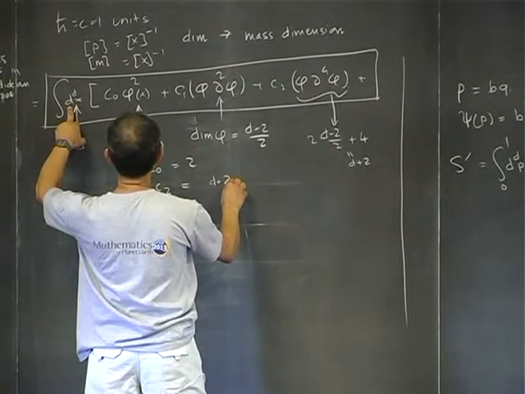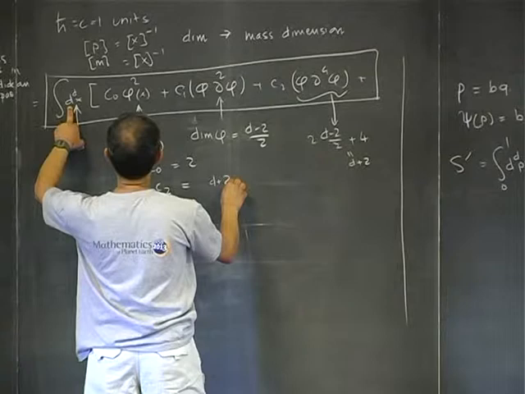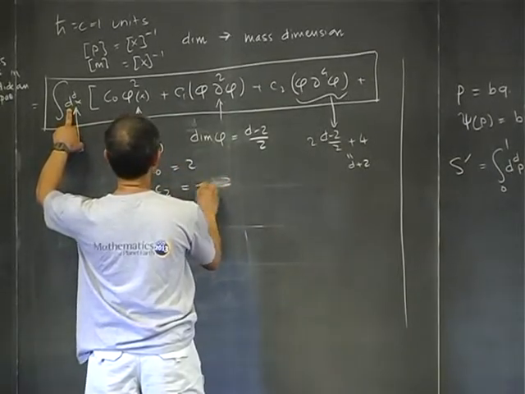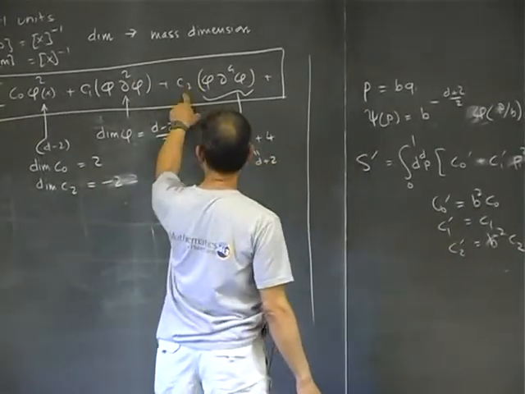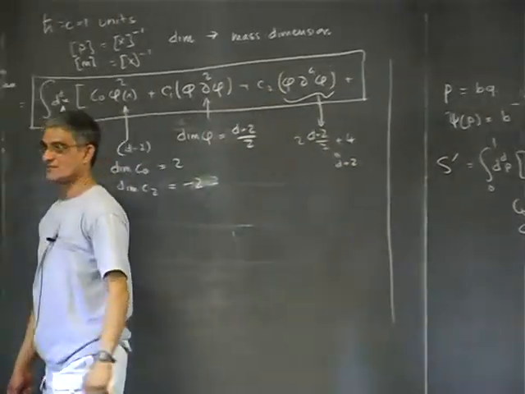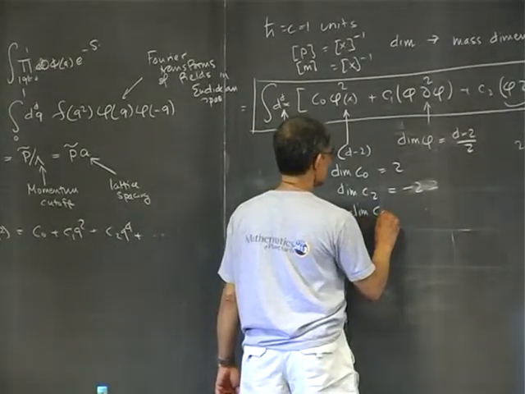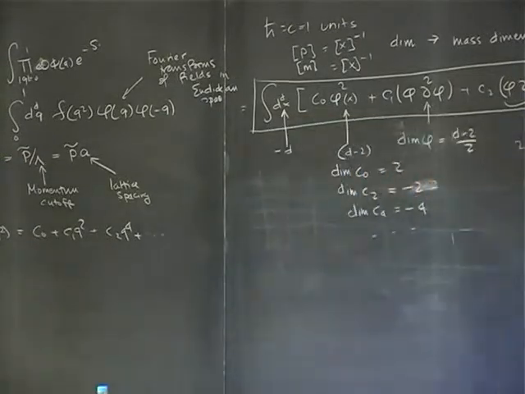2. I got something wrong here. d minus 2 plus 2. So I have to add, find out whatever it is, so it has to be minus 2. Because you have to add d minus 2, and minus 2 should give equal to d. And similarly, the dimension of C4 is minus 4, and so on and so forth. Okay?